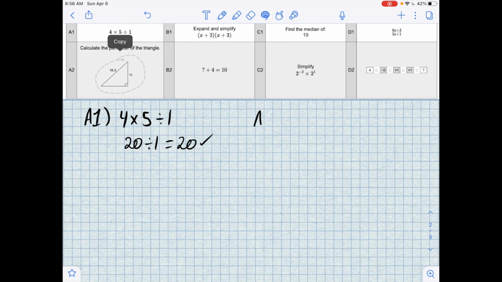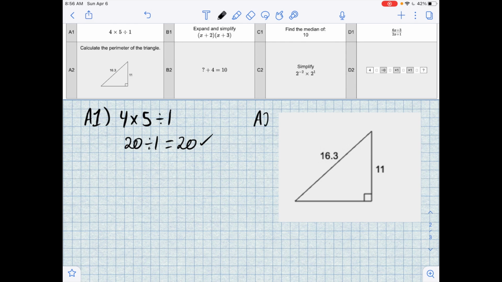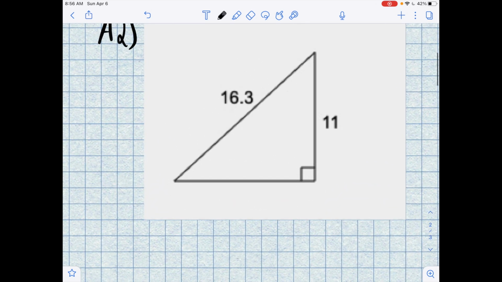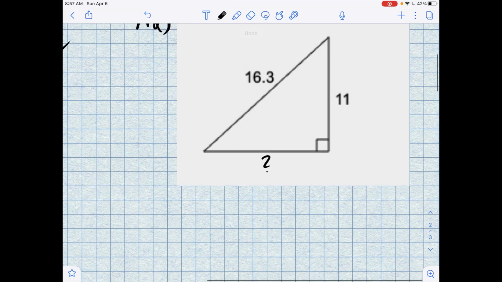All right, next one is calculate the perimeter of the triangle. So let me just paste this image here. And this is A2. Well, if it's a right angle and you have 11 here, 16.3 here, we actually don't know the length of this side. So this is an unknown. It seems like a harder question than it should be, right? What can we do? I guess we can use SOHCAHTOA to find the angle here, and then SOHCAHTOA to find the length there, right? Because if it's a right angle.